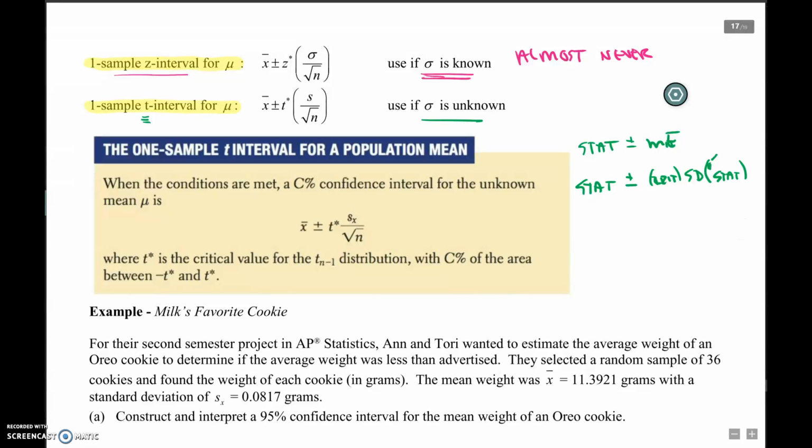Okay? So in this case, our statistic is X bar, our sample mean. Our crit value is going to be a Z crit if we know the standard deviation. It's going to be a T crit if we don't know the population standard deviation. And then the standard deviation of the statistic is sigma over square root of n. Or in this case, if we're using our sample standard deviation to estimate it, we use the standard error, which is s over square root of n.